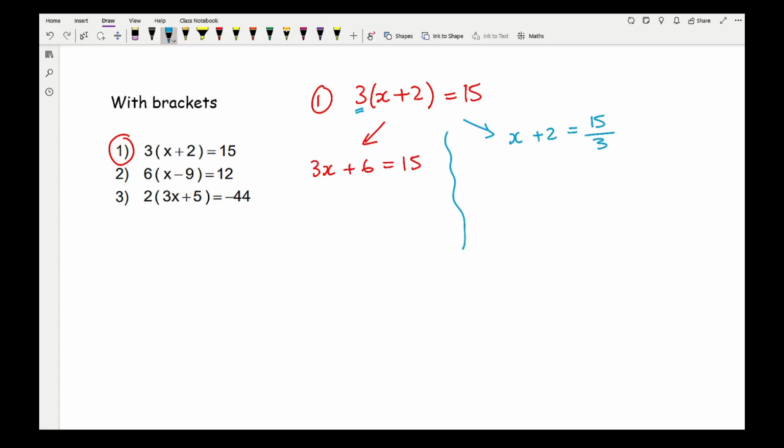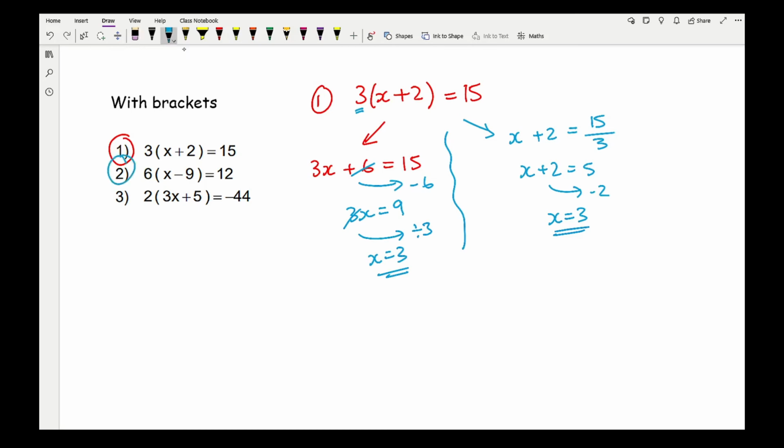So continuing with this side, I take away 6, so I've got 3x equals 9, divide by 3, so x equals 3. With this one, I've got x plus 2 equals 5, 15 divided by 5 is 3, and then I'm going to take away 2, so x equals 3. And you can see I get the same answer regardless of which one I do. Personally, I would say expand the brackets.